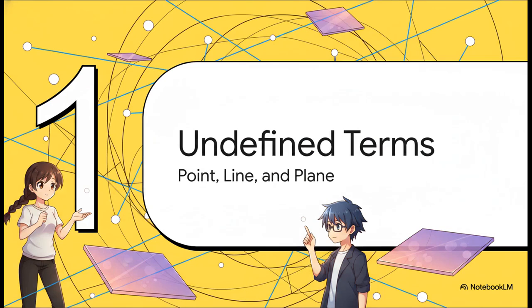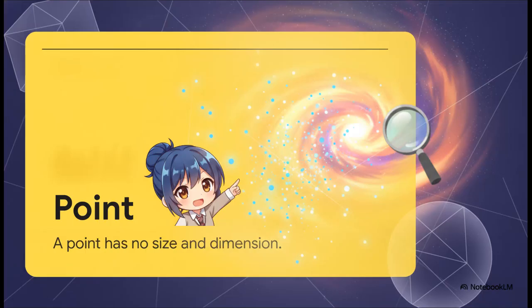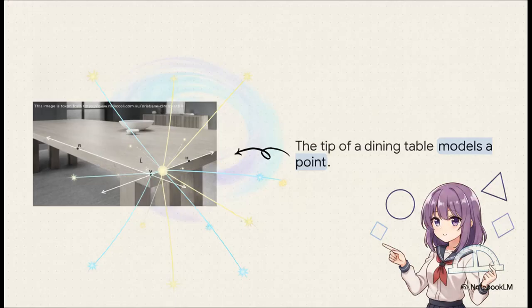Okay, section 1. The 3 undefined terms: point, line, and plane. Let's dive right in. First up on our study guide is the point. A point is incredibly simple because it has absolutely zero size or dimension. No length, no width, no depth, literally just a precise location in space. To visualize this, think about the very tip of the corner on a dining table. That perfectly models a point in the real world. Just a single exact spot.